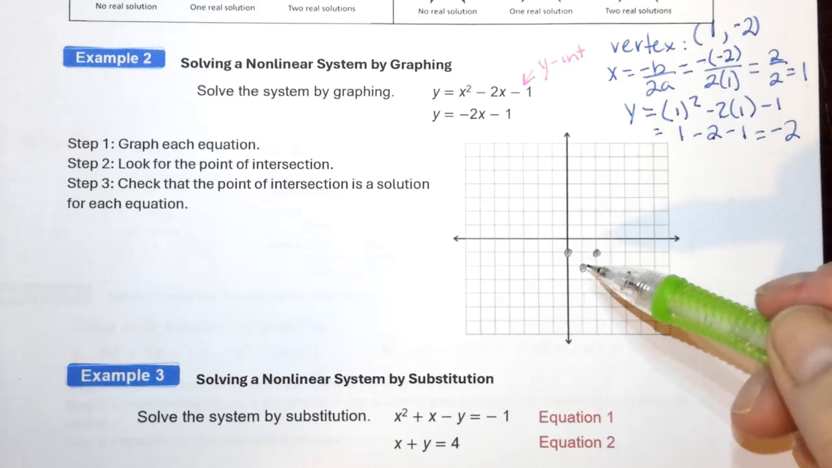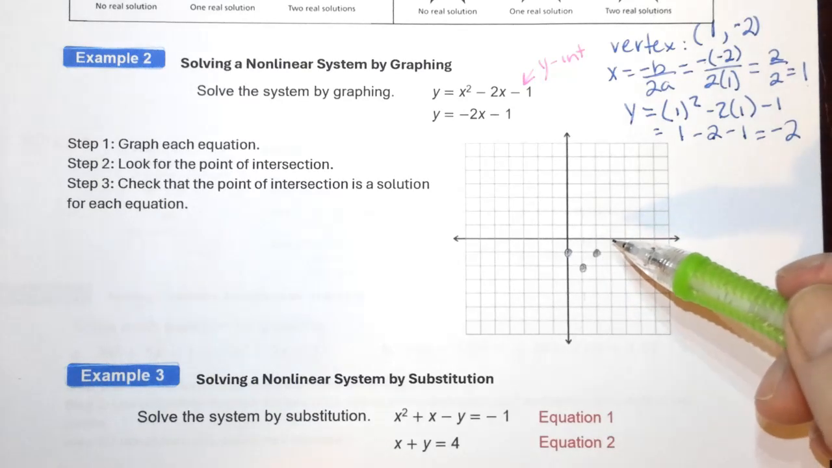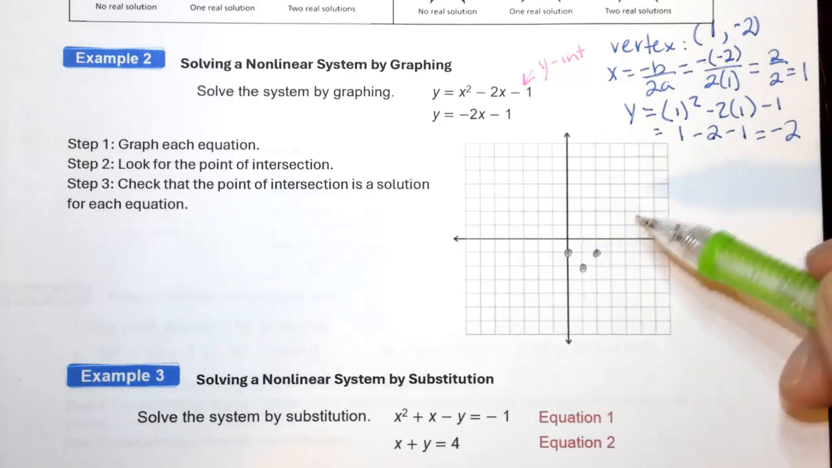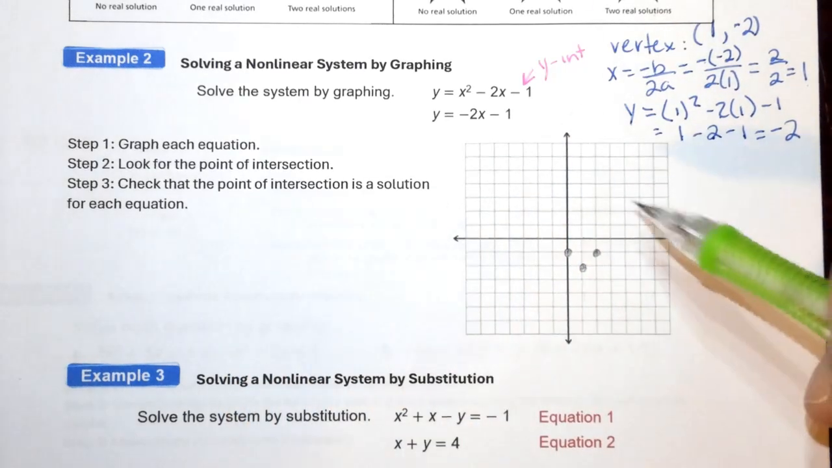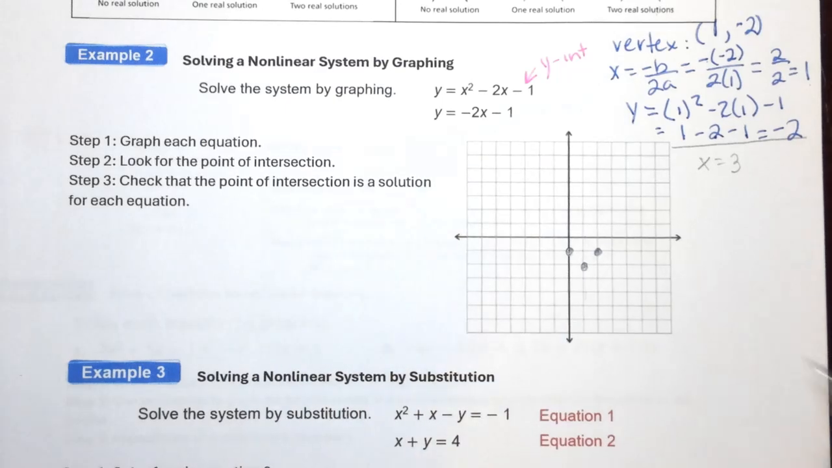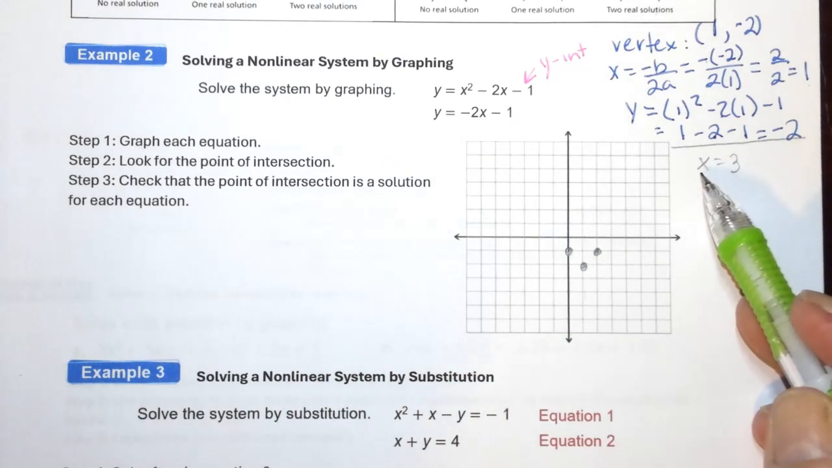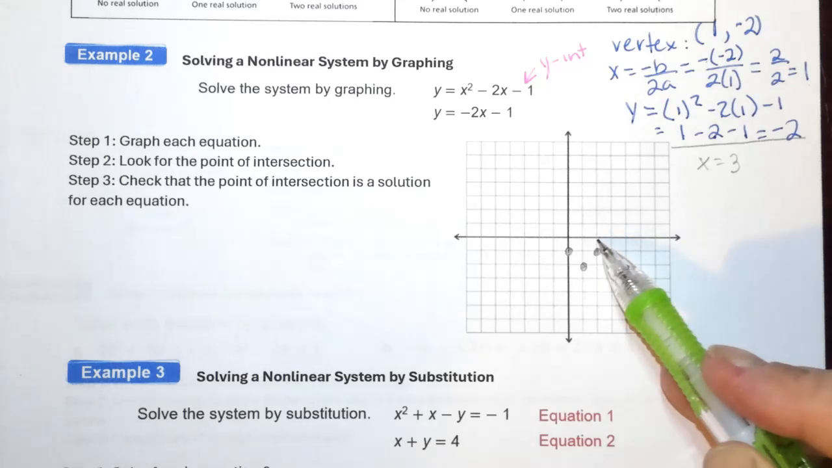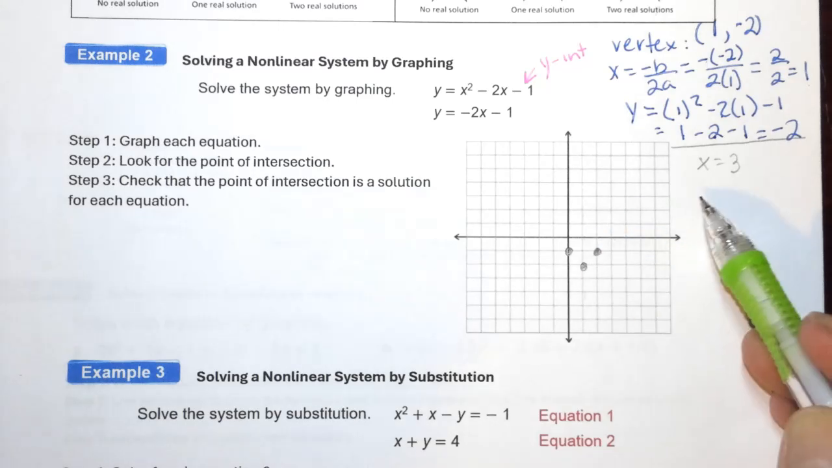Because these are so close together, I may go ahead and try 3 and 4 just to give me a few more points, because I am looking for that intersection point. Okay, so I am going to find another point. I'm going to do it when x is equal to 3, because we have the 3 right here. 1, 2, 3. So when x is 3, what is y?